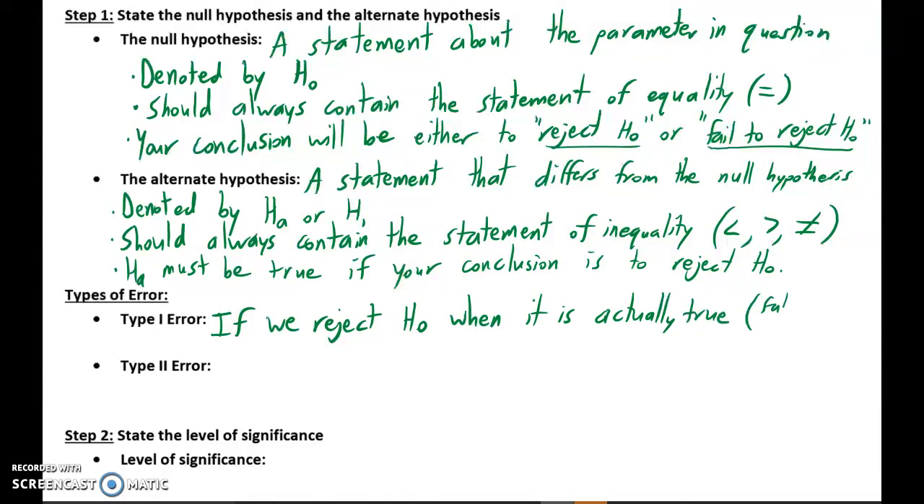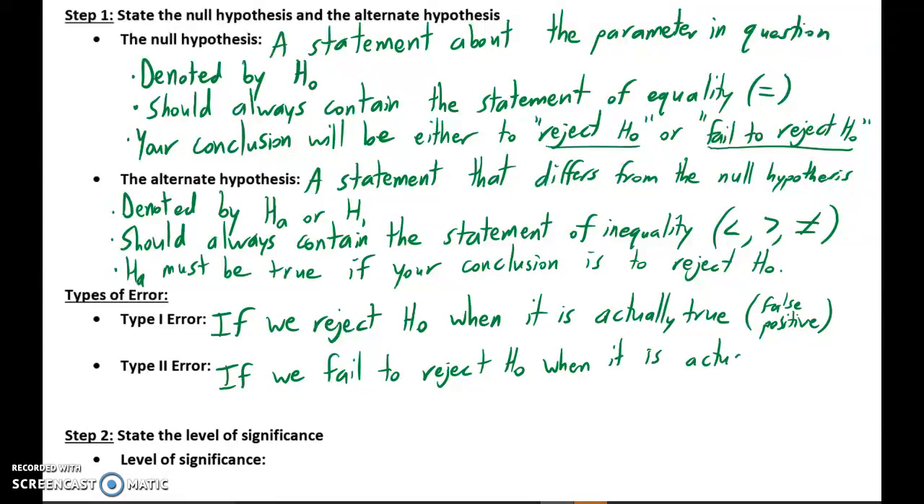This is also called a false positive. You may have heard this term before. I usually use the example of telling someone they're pregnant when they're actually not. That is a type 1 error. A type 2 error is the opposite: if you fail to reject the null when it is actually false. This is called a false negative. This will be basically telling someone that they're not pregnant when they're actually pregnant.